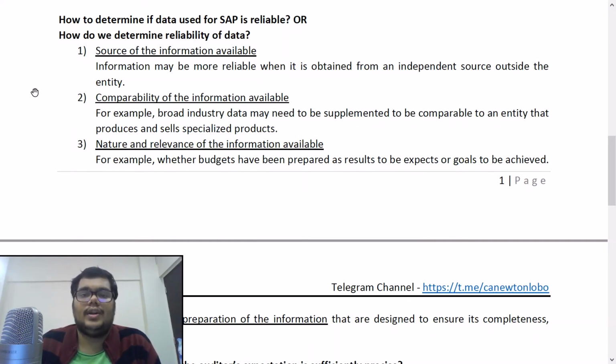The number one point for reliability is source of the information. Number two is comparability of the information available. Point number three is nature and relevance of the information available.